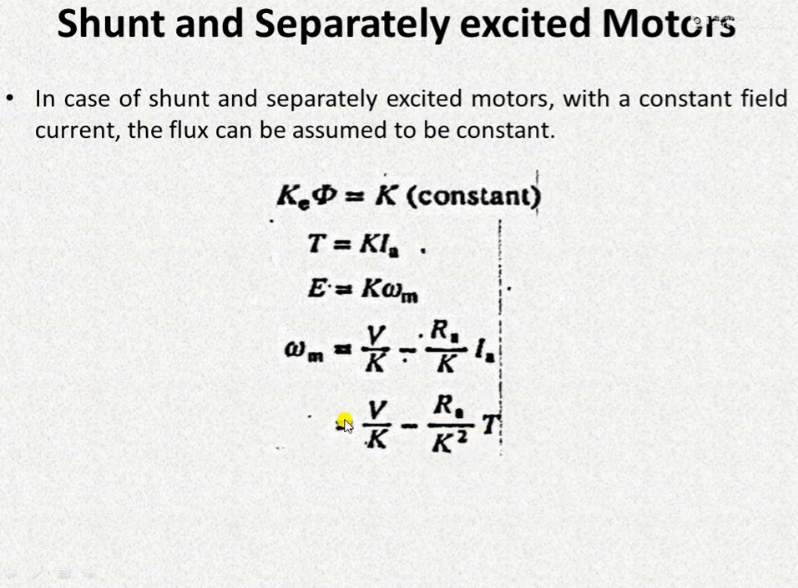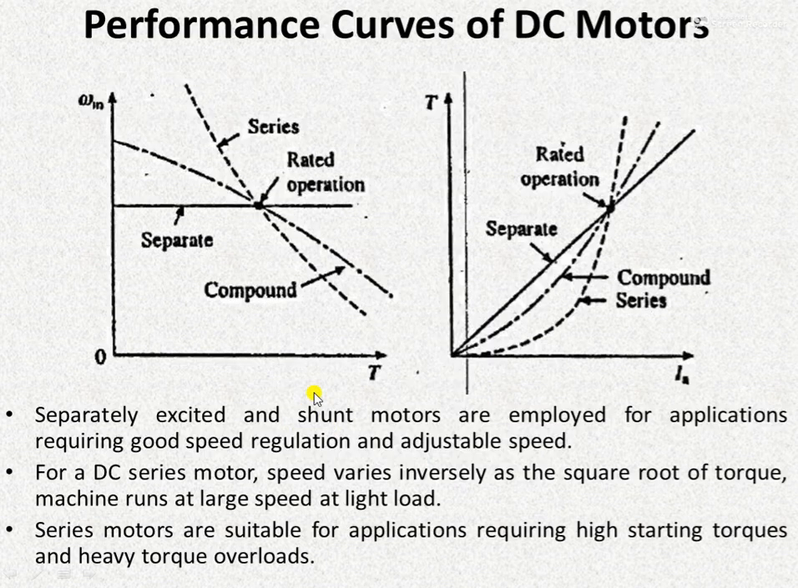Hence, there won't be a much significant change in the value of speed. So from this characteristics, you will be able to see very clearly in the case of separately excited, this is the same as that of the shunt motor. So even if you are trying to increase the value of torque, there won't be a much deviation in the case of speed. That means in both the cases of separately excited DC motor and shunt motor, the speed almost remains constant with the change in the torque.